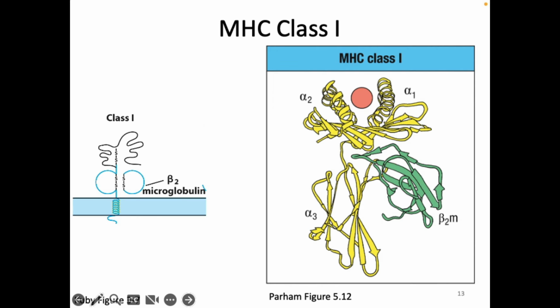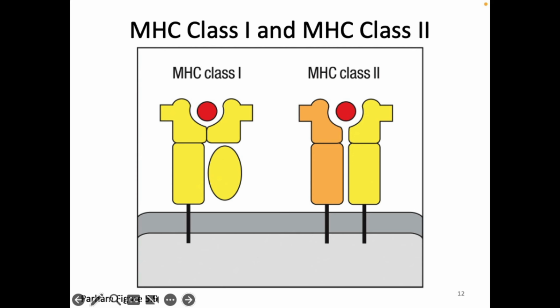So here you can see MHC class 1. MHC class 1 involves two protein chains. One of those is known as the heavy chain or the alpha chain. And you can actually see it from your textbook here. These 3 domains in yellow. That's the alpha chain or the heavy chain. And that is actually the part that varies between different MHC class 1 molecules.